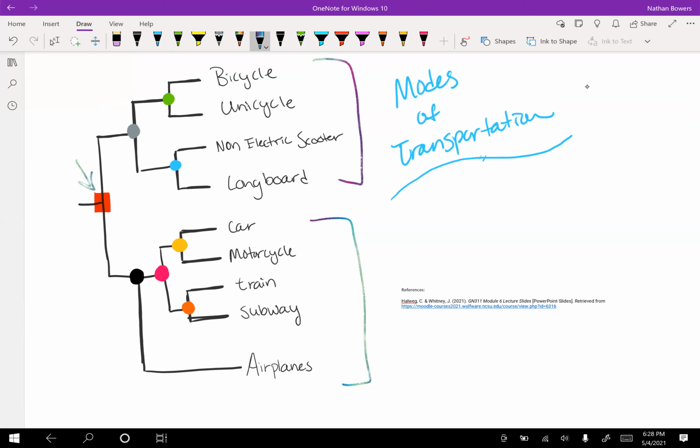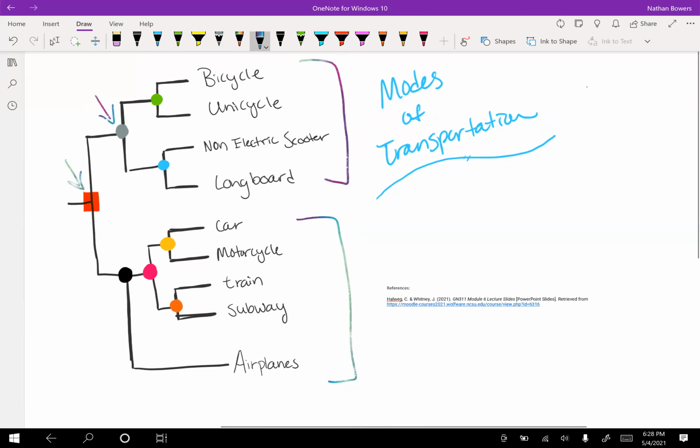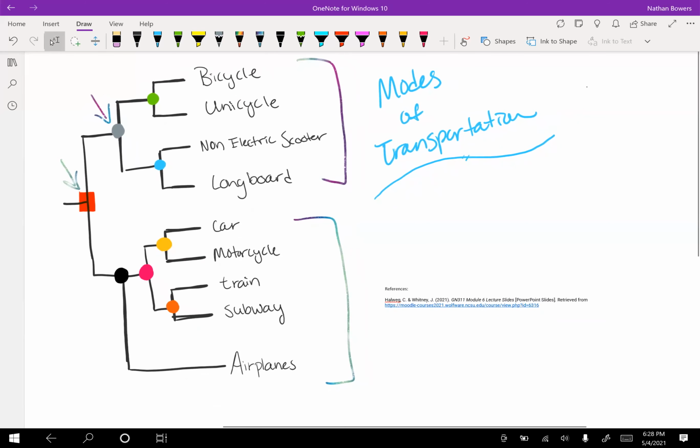The most recent common ancestor of the bicycle, the unicycle, the longboard, and the non-electric scooter would be this gray dot right here. This is because if you were to quantitatively measure it, the operational taxonomic units that you would assign to these branches right here would be lower than if you were to compare the operational taxonomic units of the bicycle compared to the car.